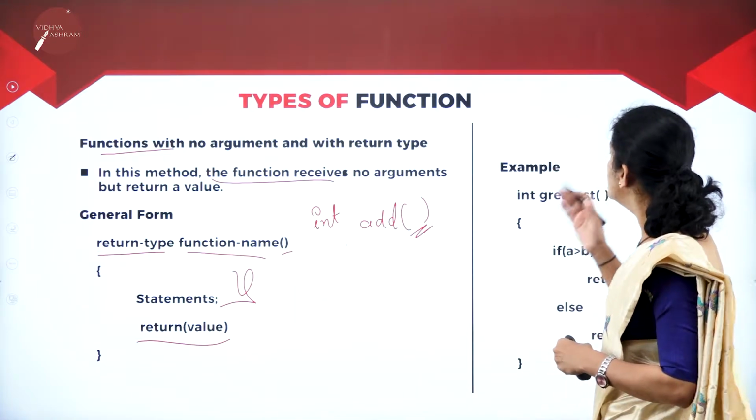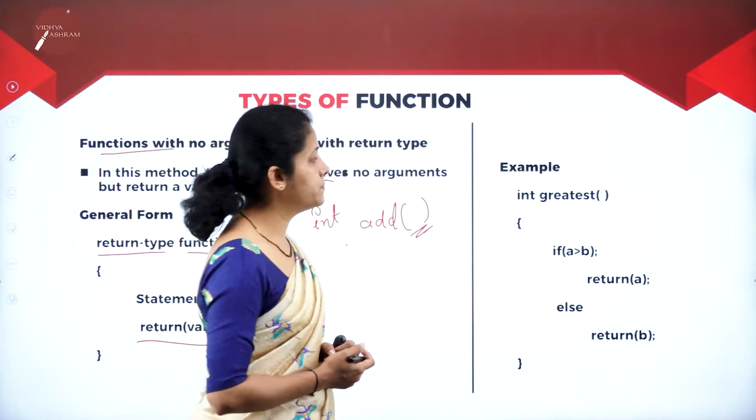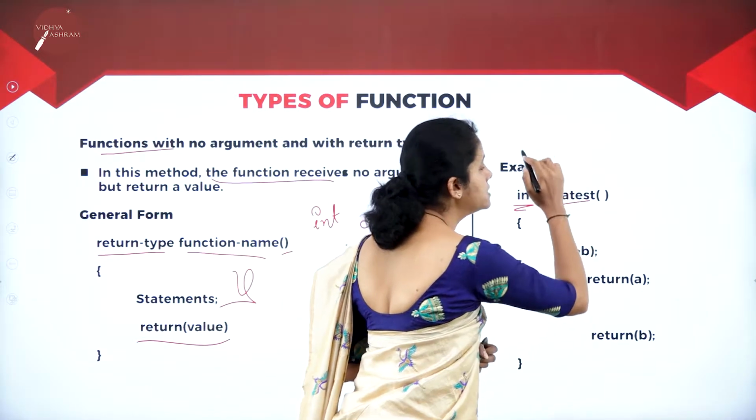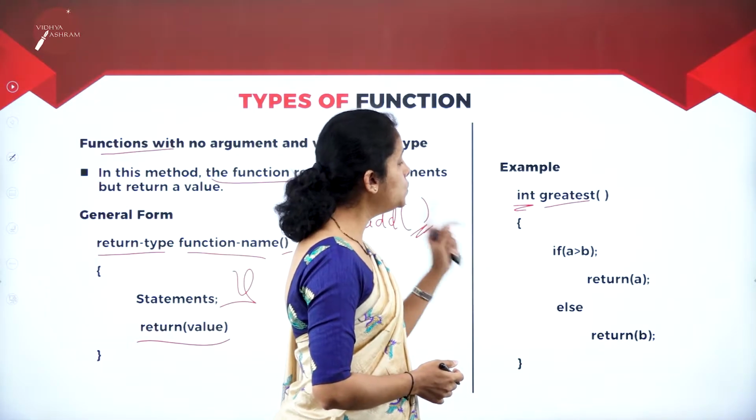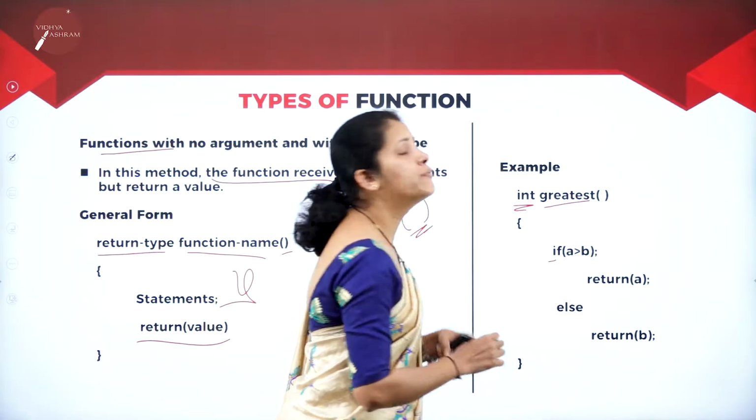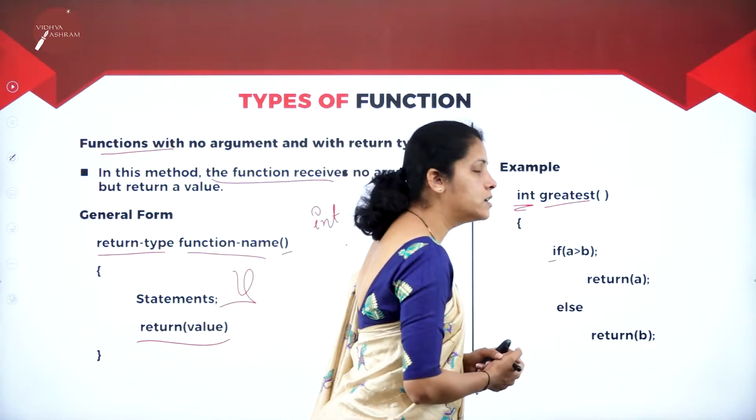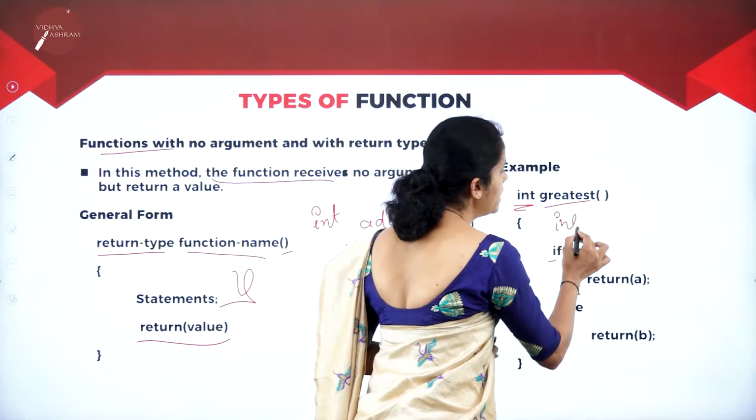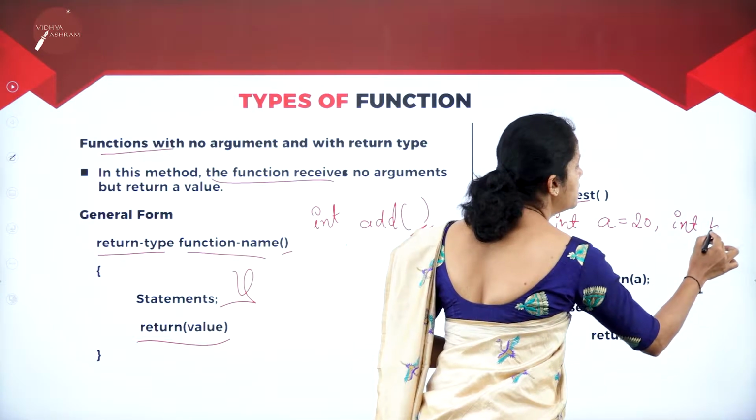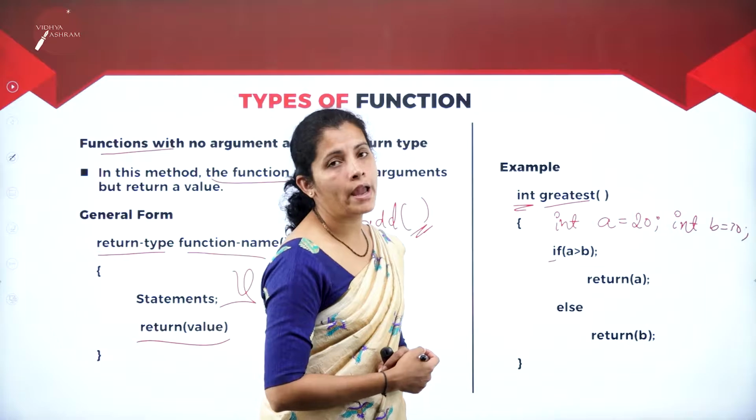Now I'm going to have a simple example where I want to find the greatest of two numbers. My return type here is integer and my function name is greatest. Here I'm having two variables A and B. Now I'm going to check if A is greater than B, then I'm going to return A, else I'm going to return B. So here I'm going to declare the variables int A equal to 20 and int B equal to 30.